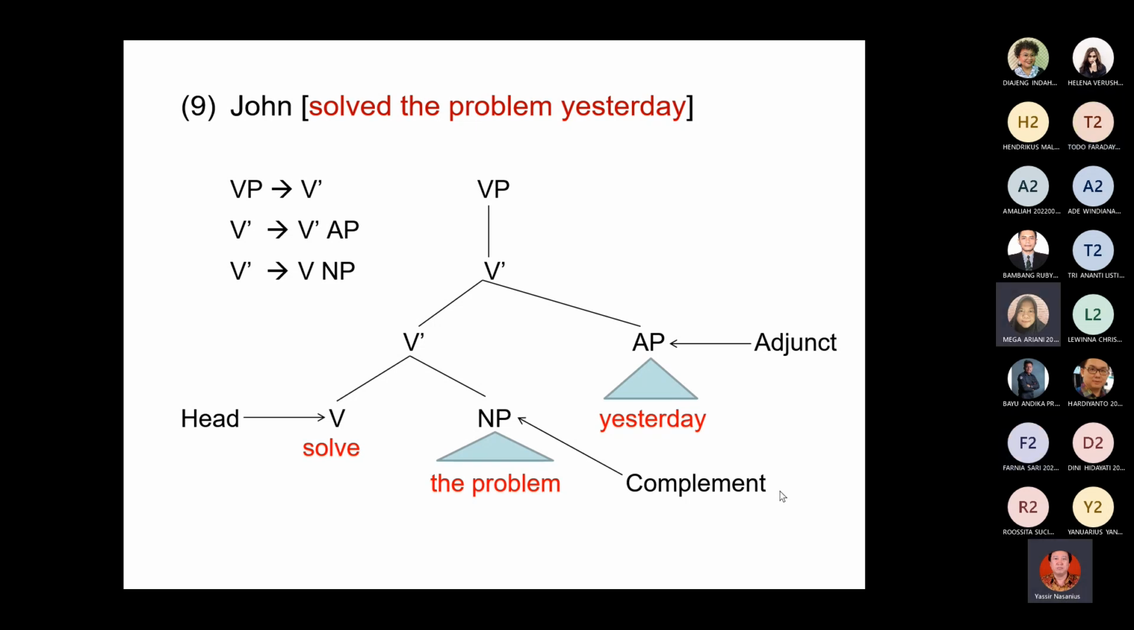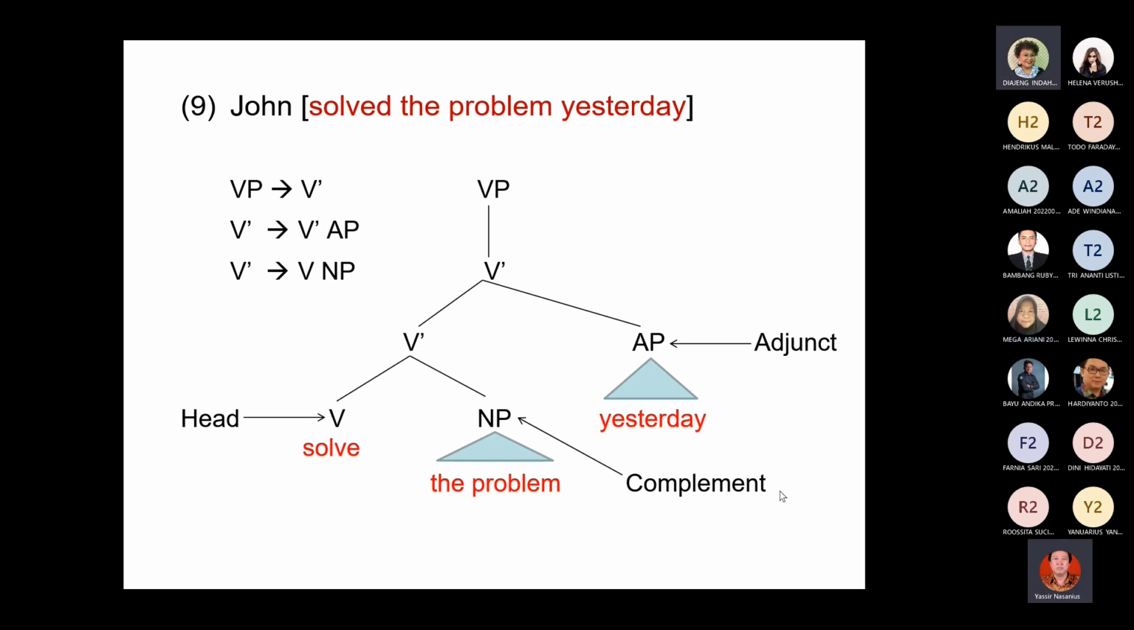So how do I know, for example, here AP is an adjunct? Because without it, the sentence is still complete. No, I mean if we look at the tree here, how do I know AP is an adjunct? It's the sister of V bar and the daughter of V bar. What about the problem? It's the daughter of V bar and the sister of V. They are different, right?